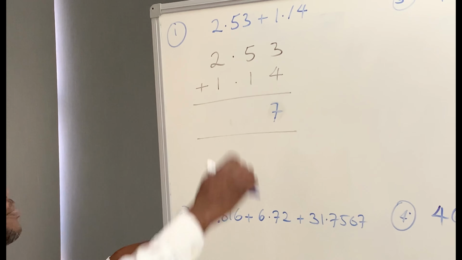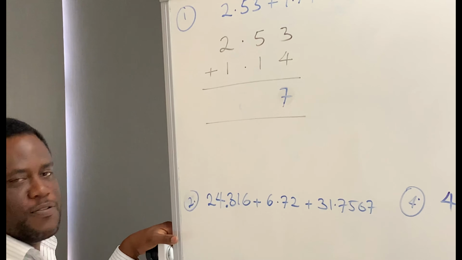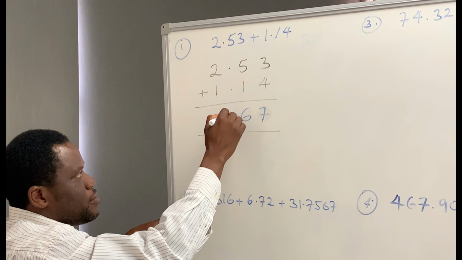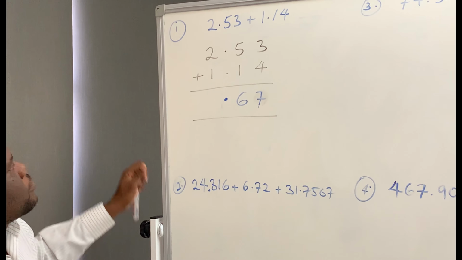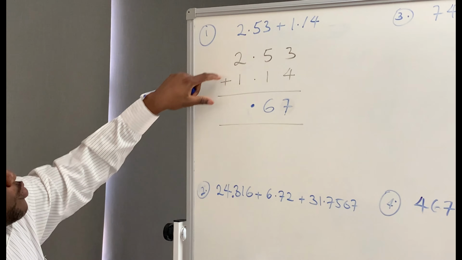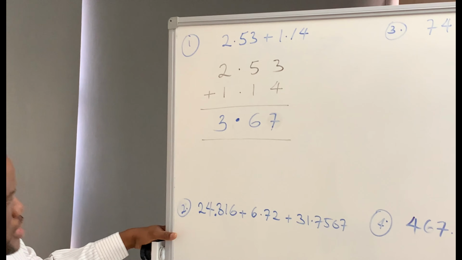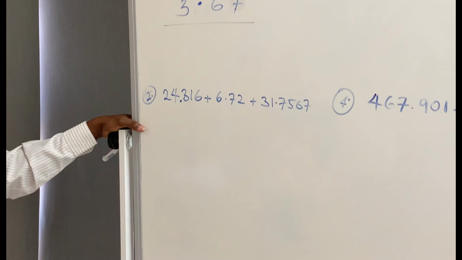And then 5 plus 1 gives us what? 6. Point 3, since 2 plus 1 gives us 3, right? This is easy. Now let's look at 3 different decimals.